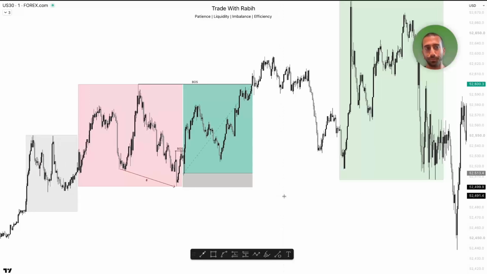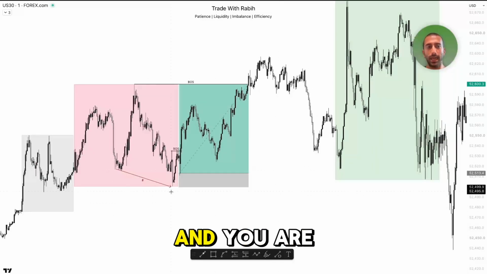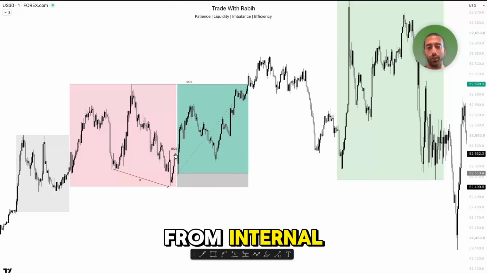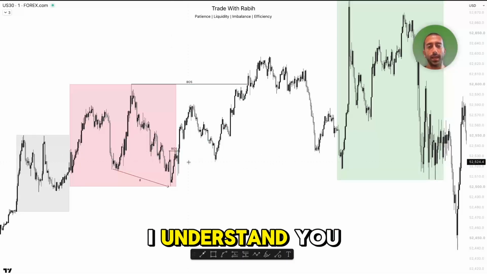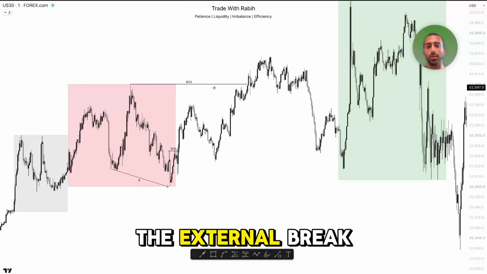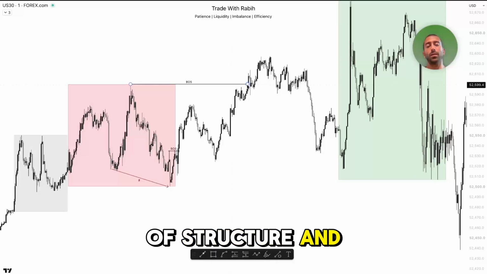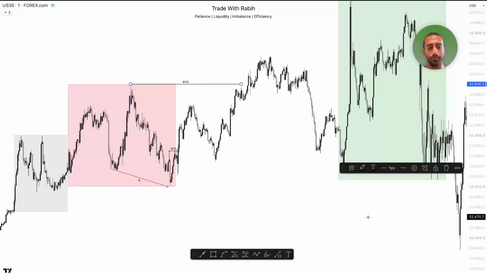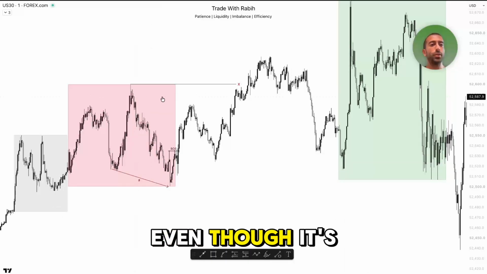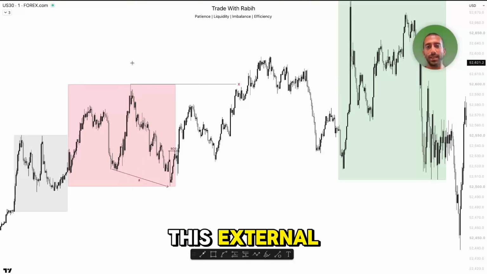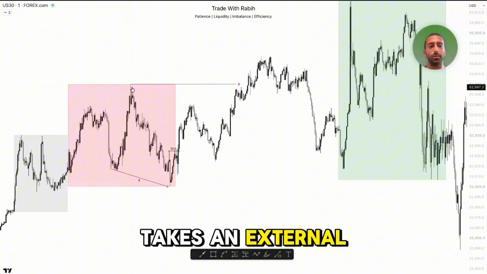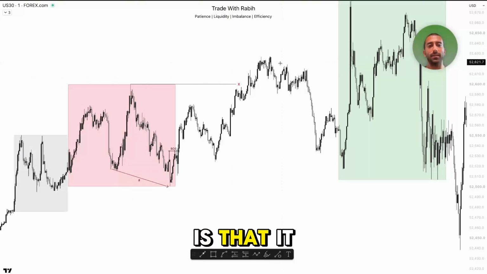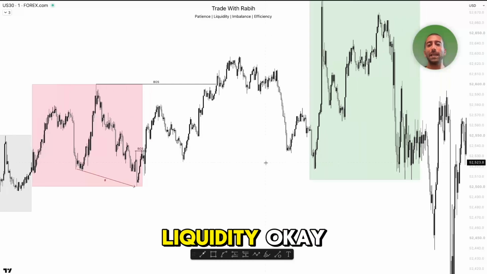Number two, if we sweep liquidity and you are not sure about taking a trade from internal break of structure, I understand you are still learning. You wait for the external break of structure and price whenever it takes an external. This is called an external. Okay? Even though it's a break of structure, but price took this external. And when price takes an external, the first thing that it does is that it tends to pull back. Okay? Now, where does it pull back to? It pulls back to take internal liquidity.